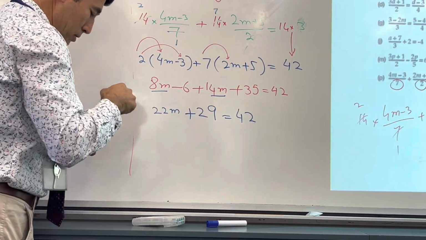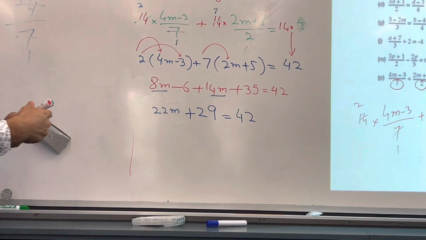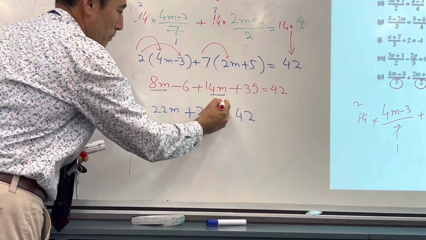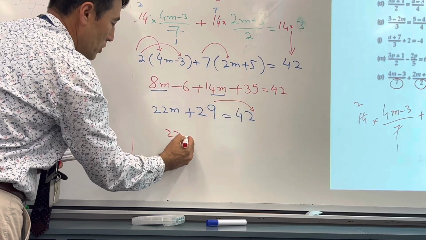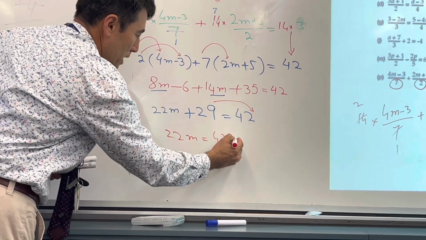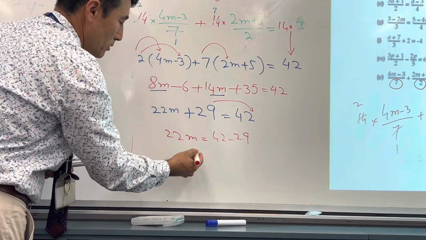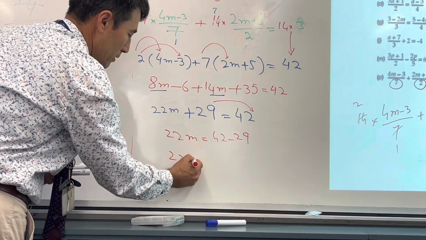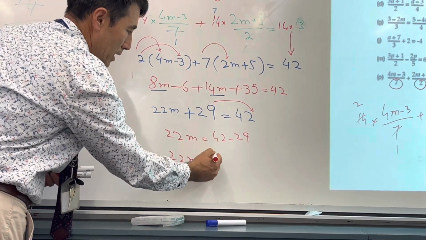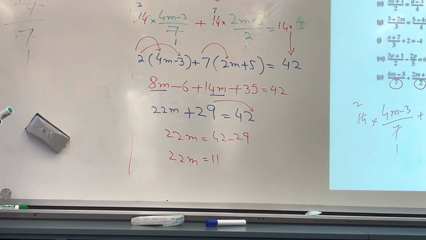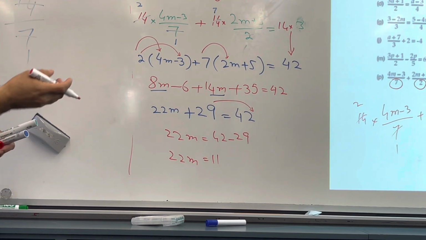In this step, girls, you have to take 29 to the other side. Yes. What do you get? Just subtract it. 22m is equal to 42, take away 29. What is the answer? 42 take away 29. Is it 11? Yeah, it's 11. 22.